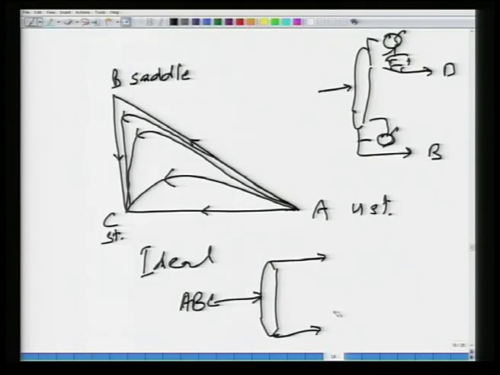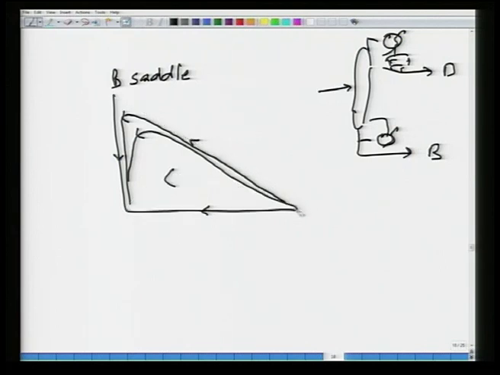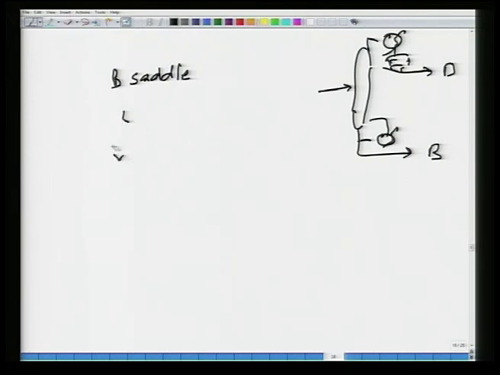So what that is saying is, if you look at the residue curve map, saddles cannot be products. Okay? Now your product has to be limited to stable or unstable nodes. Okay?